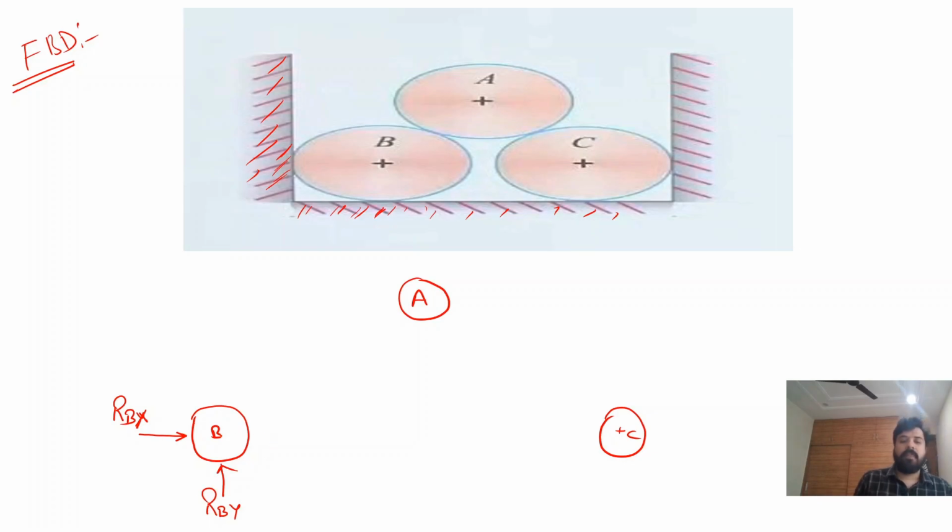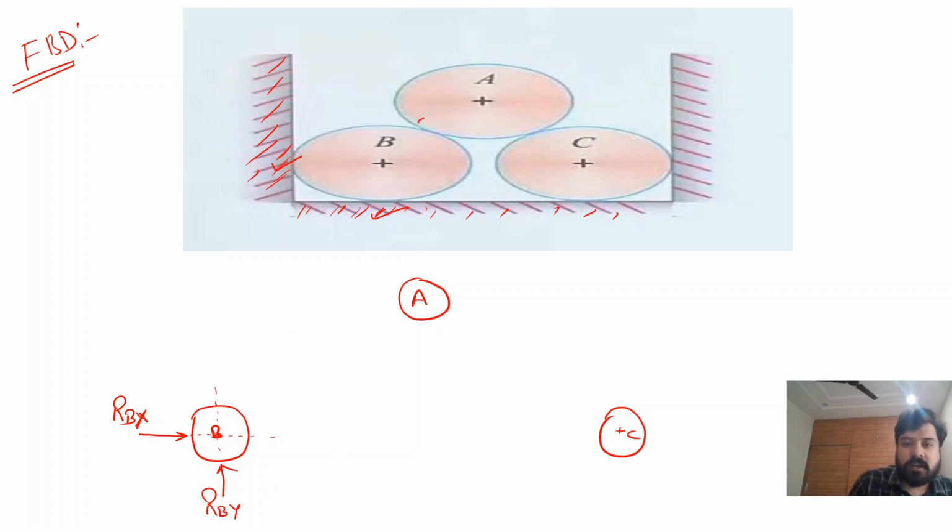Okay, and this line of action always passes through the center of the sphere to maintain the equilibrium. If the line of action does not pass through the center, then there will be no equilibrium. There is generation of movement, so the line of action always intersects the center. So from the vertical wall there will be a reaction RBX, and from the horizontal wall there will be a reaction RBY.